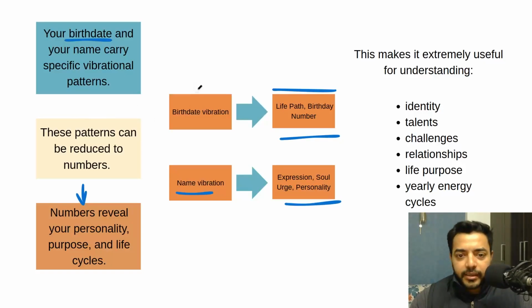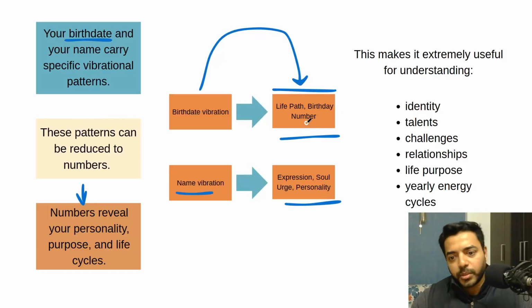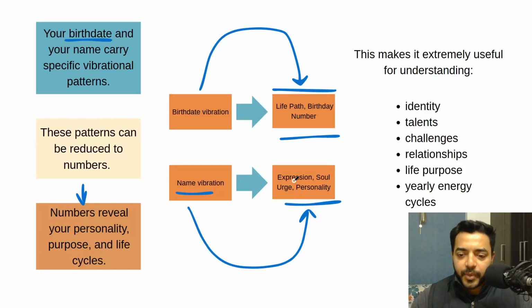So, birth date, we are going to use the birth date to create these numbers: life path and birthday number. There's one more, we'll look at it later. And using the name, we will find the expression number, we will find the soul urge number, and the personality number.